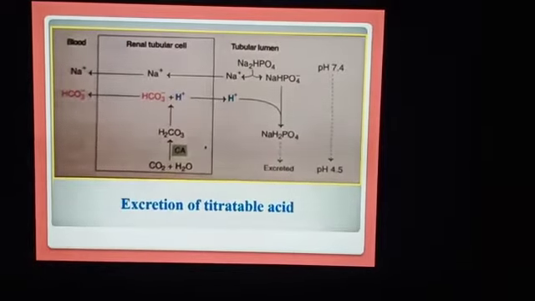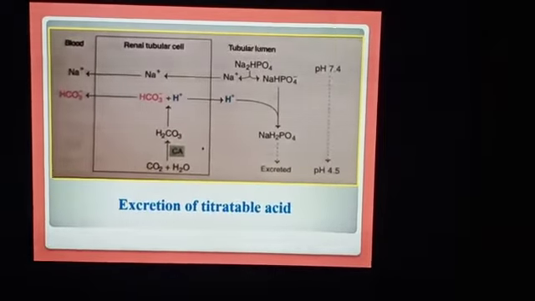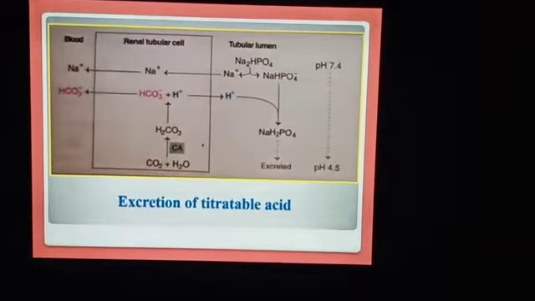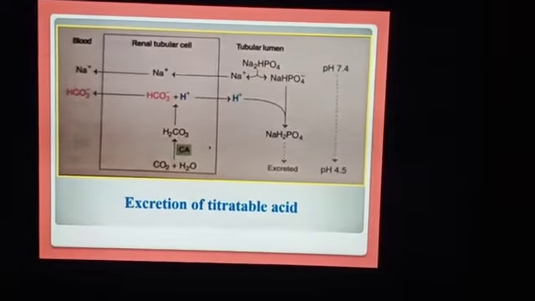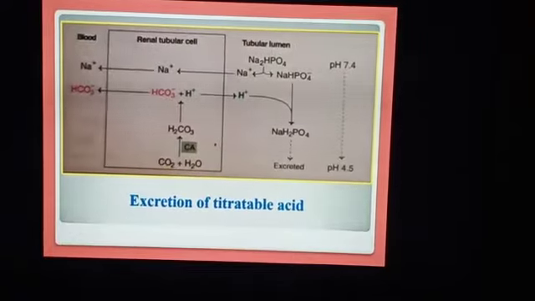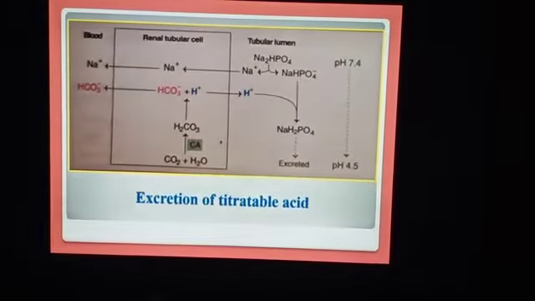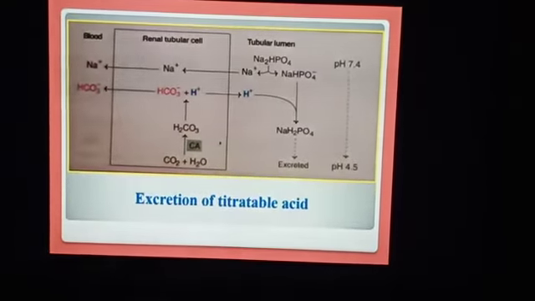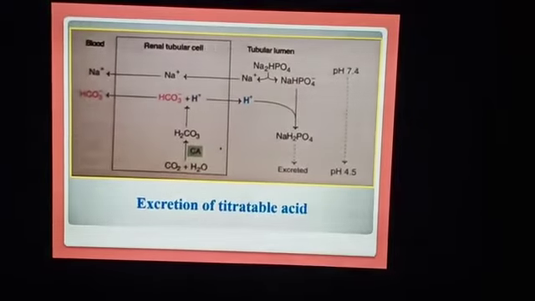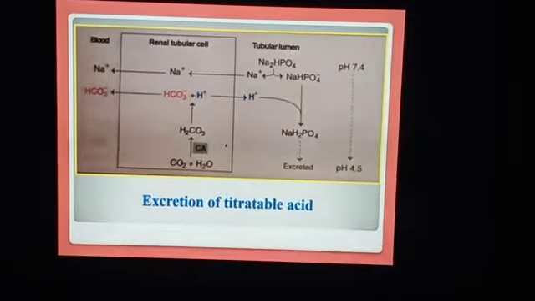Here carbonic acid is formed from CO2 and water with the help of carbonic anhydrase enzyme, and again it dissociates into bicarbonate and H plus ions. That H plus ion enters into the tubular lumen in exchange for sodium. That sodium comes from disodium hydrogen phosphate, and it combines with H plus ions to form sodium dihydrogen phosphate, which is excreted in the urine.